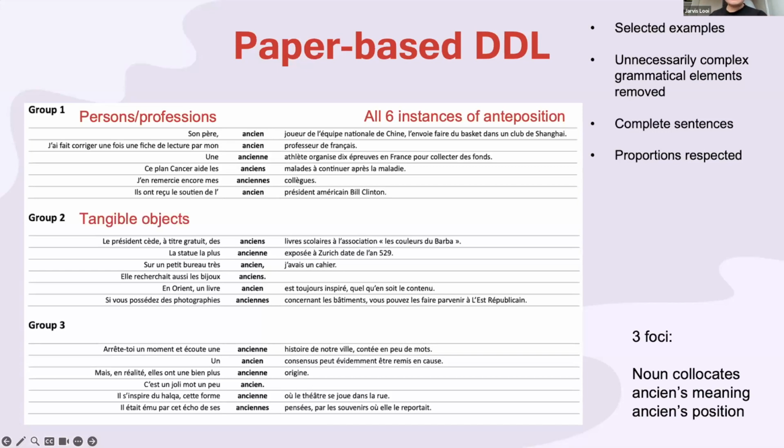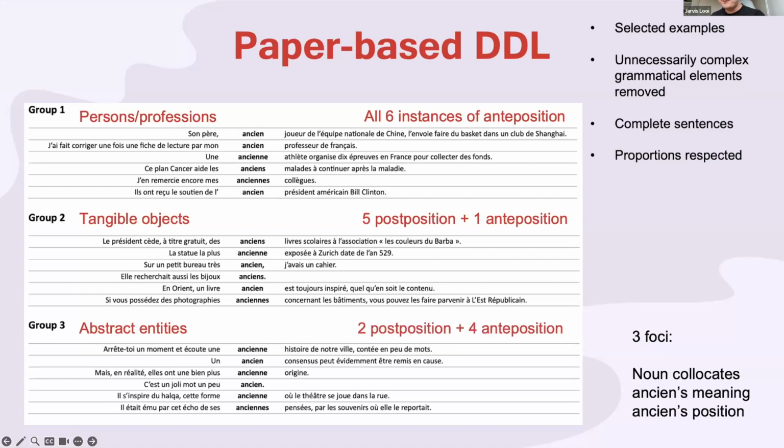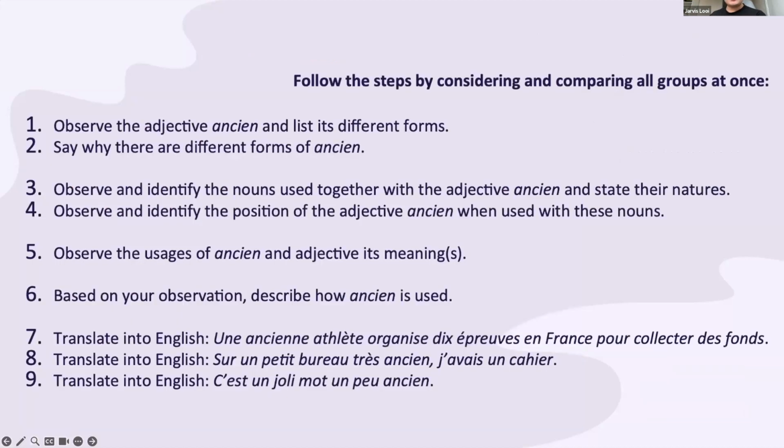With objects, ancien strongly prefers post position, and therefore we have 5 post position and 1 NT position. In the last group, we have abstract entities. In this case, the distribution is less clear-cut, so NT position is slightly preferred. Therefore, we have 4 NT position and 2 post position. Of course, we don't just show this to students without any explanation. A set of instructions is also provided.